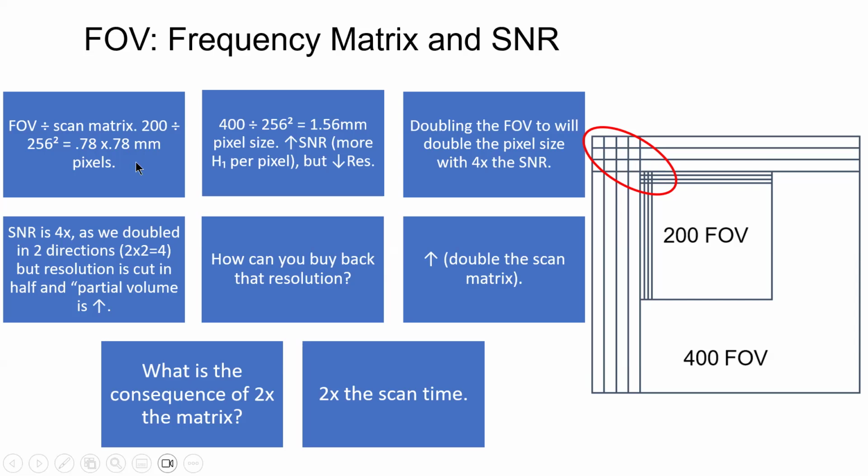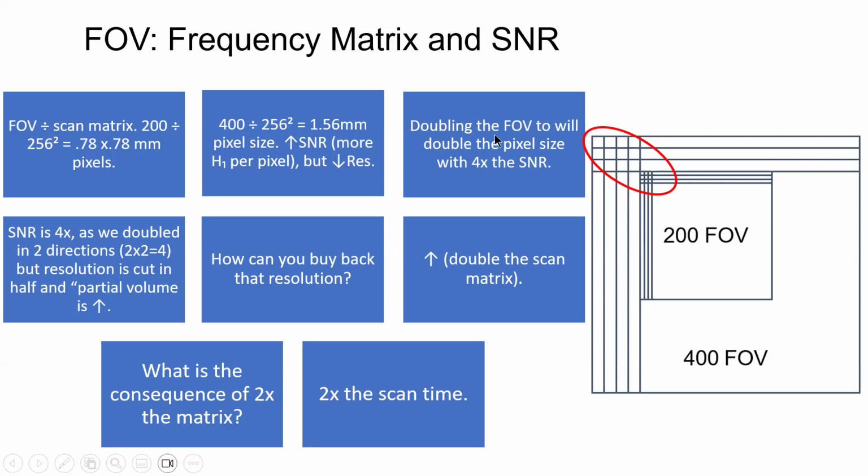Okay. If you, for some reason, change your field of view to 400, they can ask you, what's your pixel size? So the pixel size for a 400 field of view, same matrix, is 1.56 millimeters. You're going to increase signal to noise. There's more hydrogen per pixel, but the pixels are bigger, so your resolution drops. So know your trade-offs, okay?